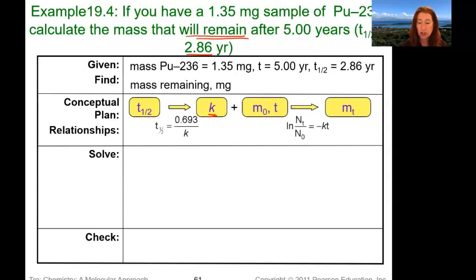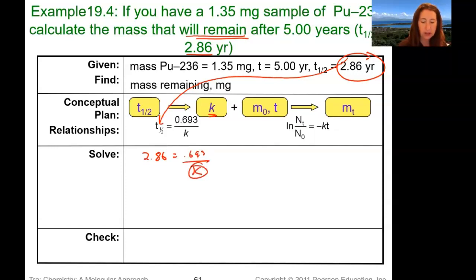So there's two equations. These are the same two equations I just showed you. Now we just need to use these. Our half-life is 2.86 years. So we're going to plug in our half-life here, and I don't care how you want to solve this piece of it, whatever makes you happy here. So you have 2.86 years equals 0.693 divided by k, and solve for your k.